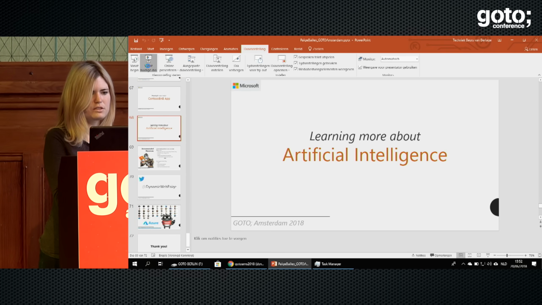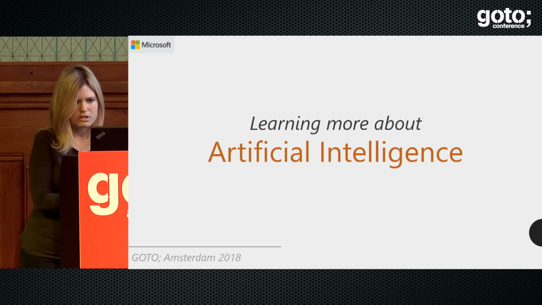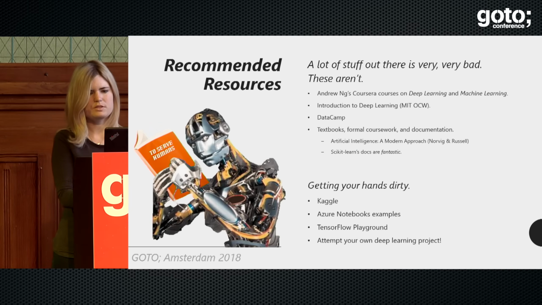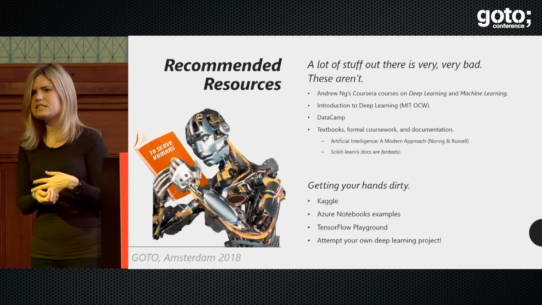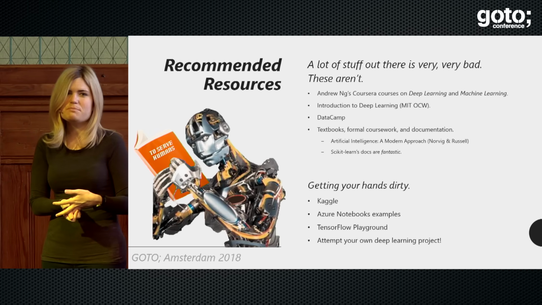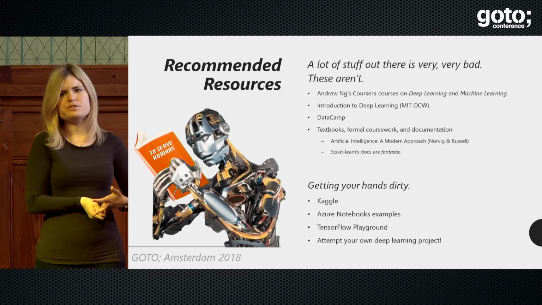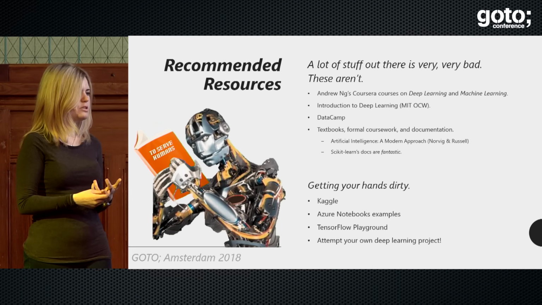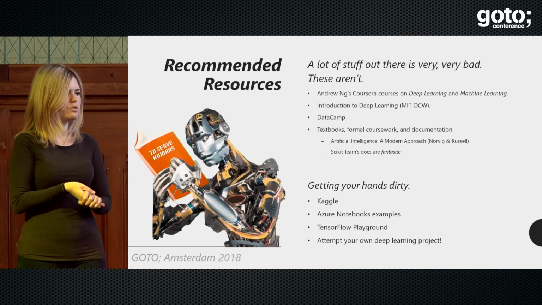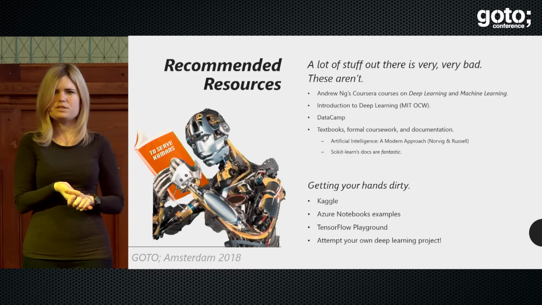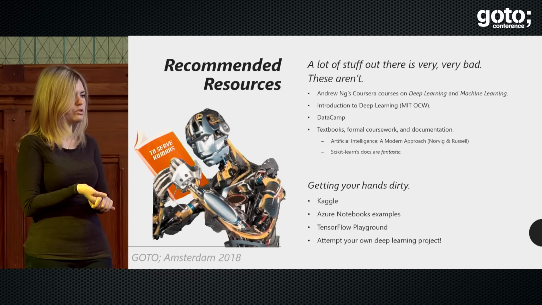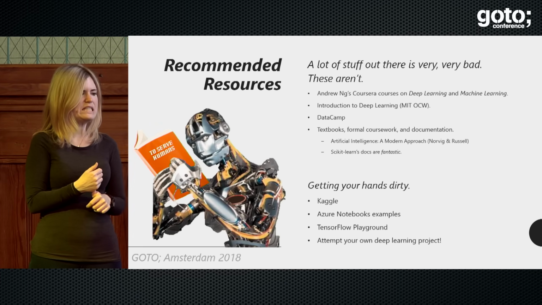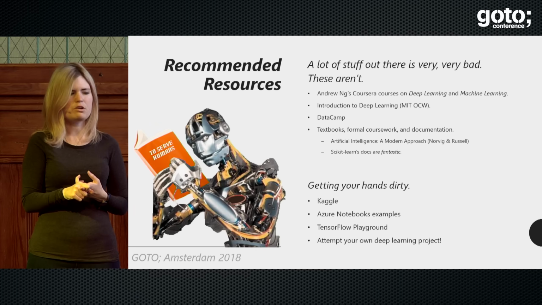If you want to learn more about artificial intelligence, there are a few options. A lot of stuff on the internet is really, really terrible, very bad, not useful at all. But there are some things that aren't. Andrew Ng's Coursera courses on machine learning and deep learning are fantastic. If you complete those, you'll probably have a solid understanding of the mechanics of what's actually generating neural network architectures. I also recommend the Introduction to Deep Learning from MIT and DataCamp's courses; they're all fantastic.